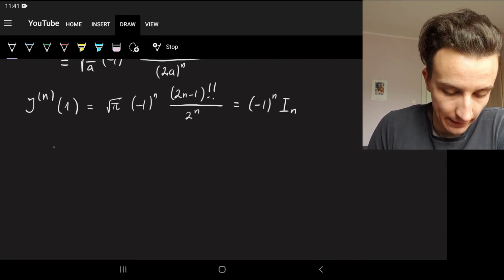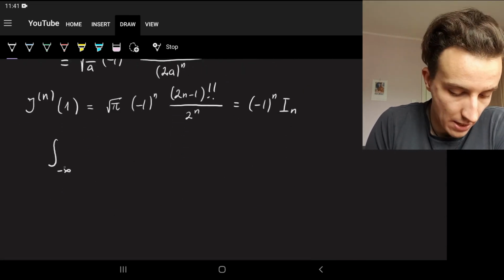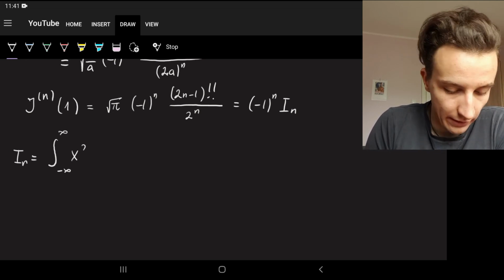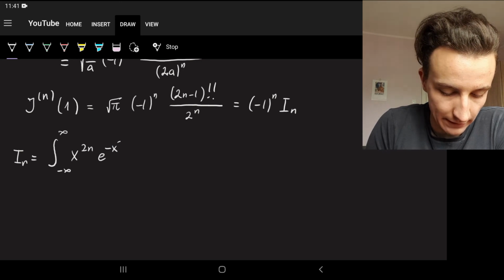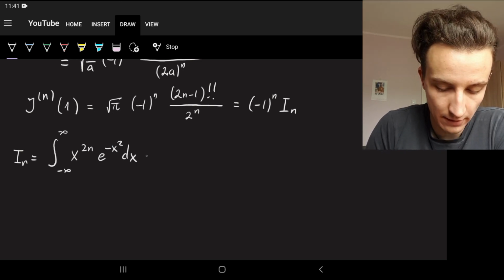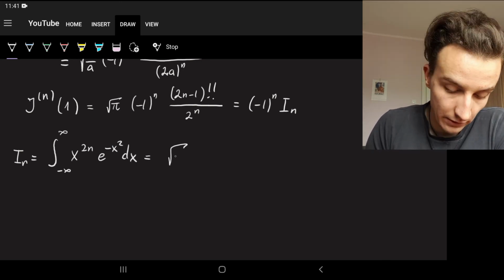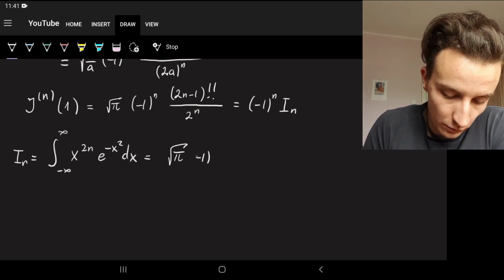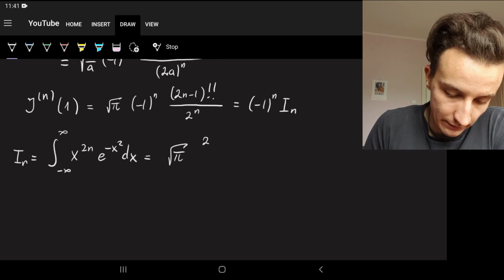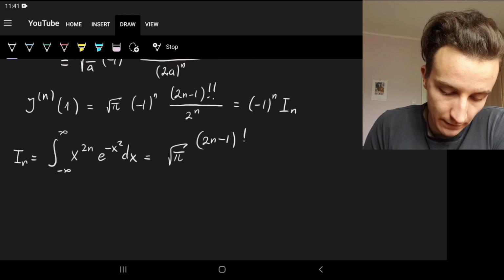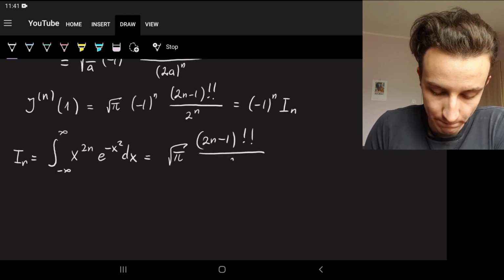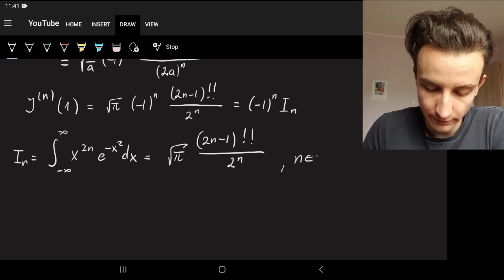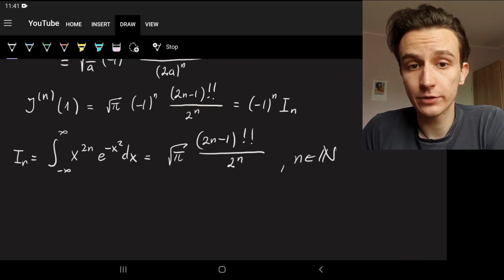So what we end up getting is that this integral that we had, minus infinity to infinity, x to the 2n, e to the minus x squared dx, is equal to the square root of pi, which is just I0, times 2n minus 1 double factorial, over 2 to the n. That's it for n from the positive integers. That's it.